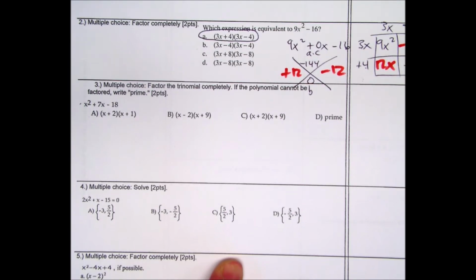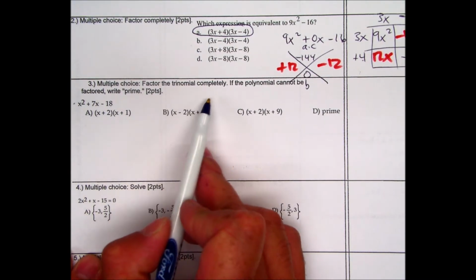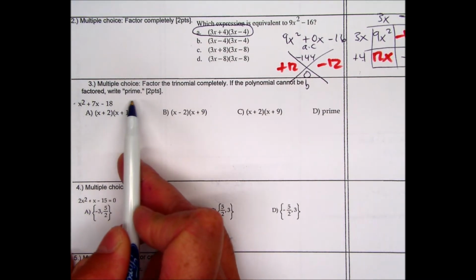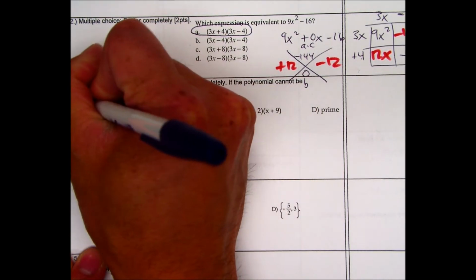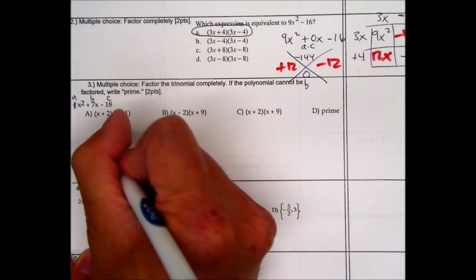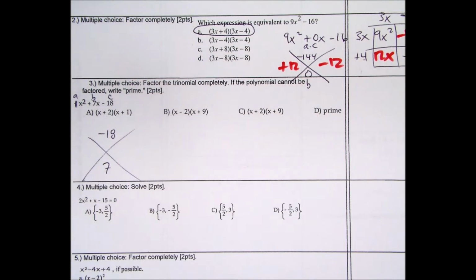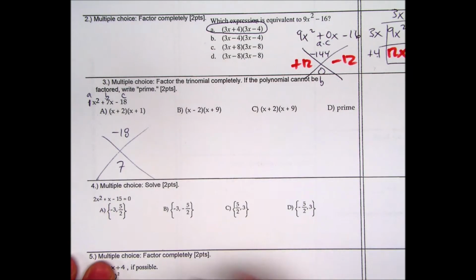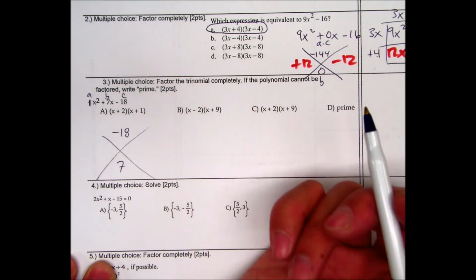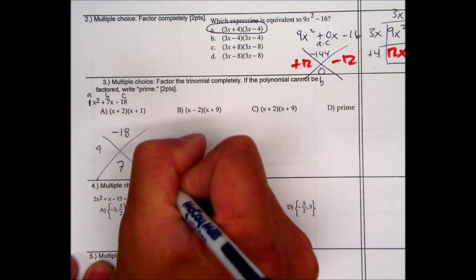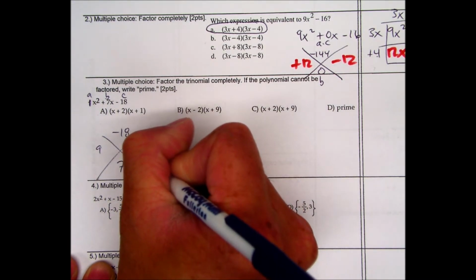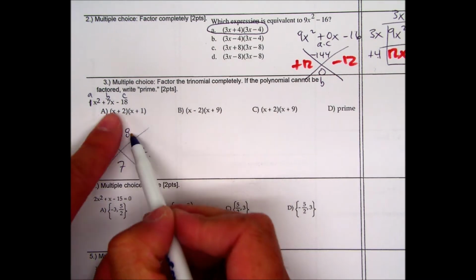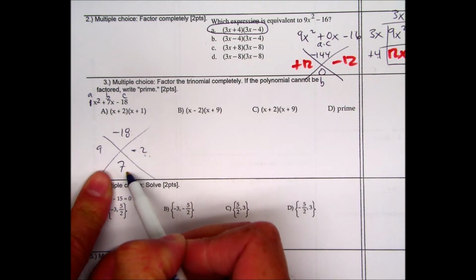Question number 3. Factor the trinomial completely. If the polynomial cannot be factored, write the word prime. Same thing. A times c. So there's my a, b, and c value. Negative 18. B value is 7. Class, are there two numbers that multiply to be negative 18? Negative 9, 2. Okay, so if you pick 9 and 2, now you're going to have to put in positives and negatives to equal 7. Negative 2, positive 9, right? So they multiply to be negative 18, but add to be a positive 7.